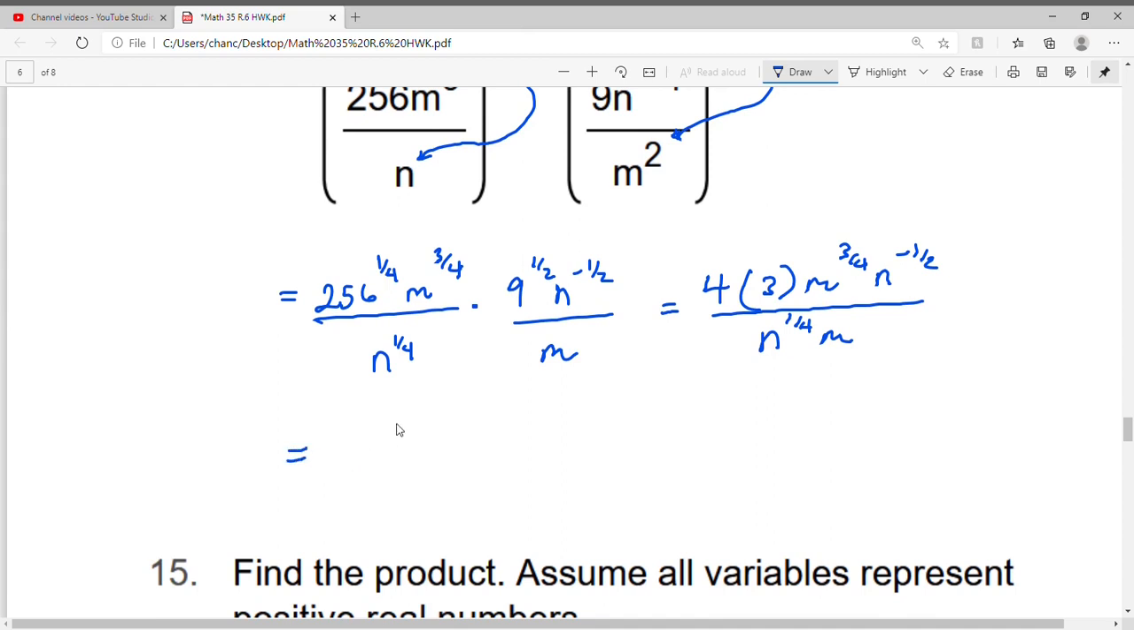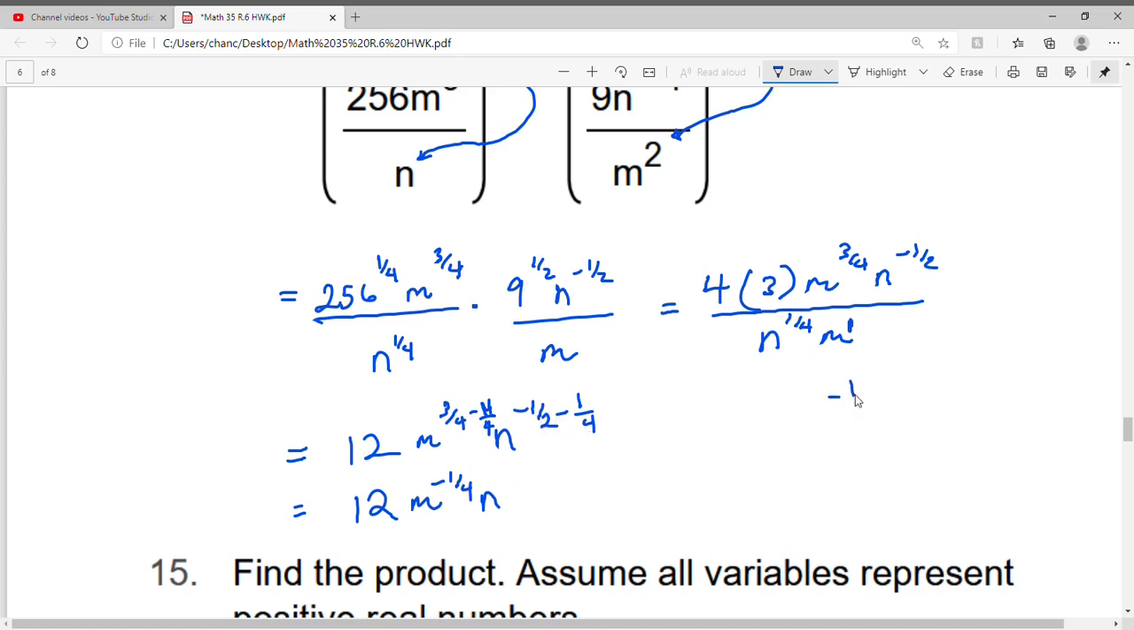Now let's simplify. 4 times 3 is 12, and then I'll subtract the exponents for the m. This is an invisible 1. We have m to the 3/4 minus 1, n to the negative 1/2 minus 1/4. This is equivalent to 12m. Now what's 3/4 minus 1? Well, 1 can be written as 4 over 4, so this is negative 1/4. n. We have negative 1/2 minus 1/4.